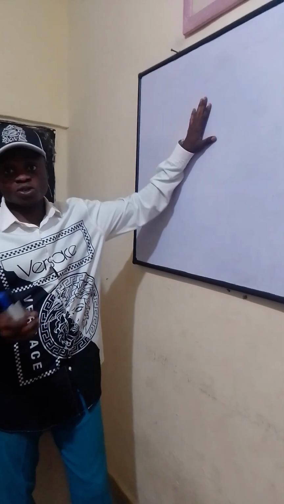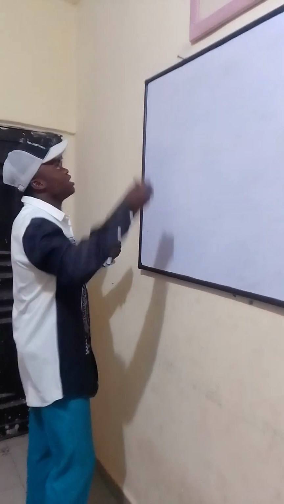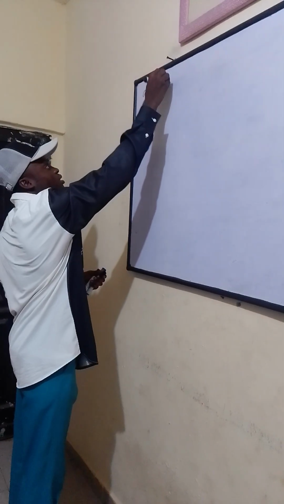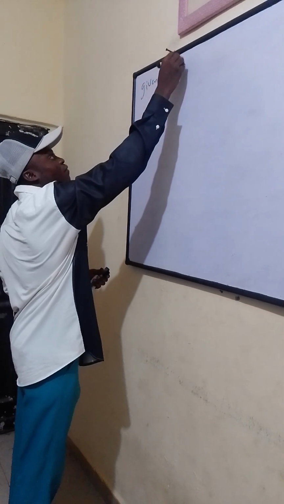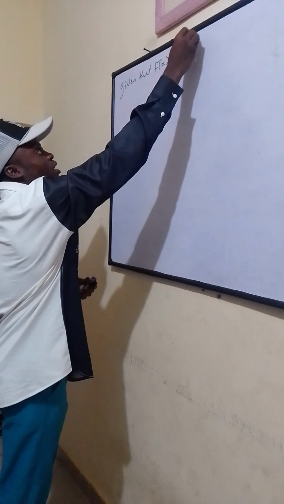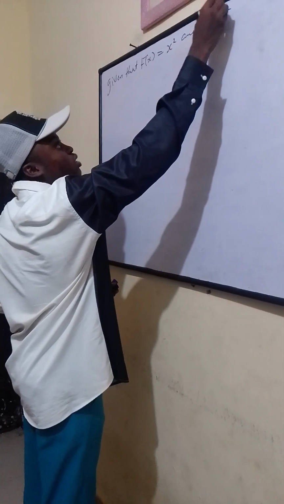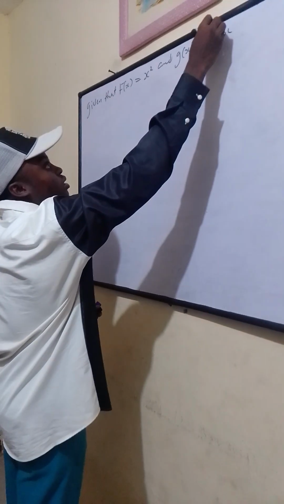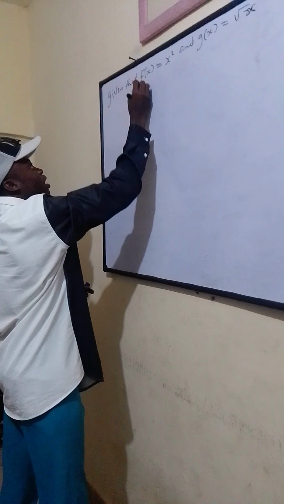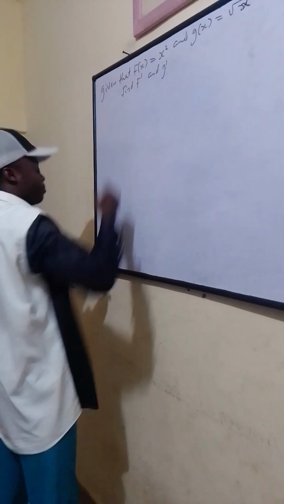This is a particular question that students have been demanding me to solve. Now let's go with the question. They say, given that f of x is equal to x squared and g of x is equal to root x, find f prime and g prime.